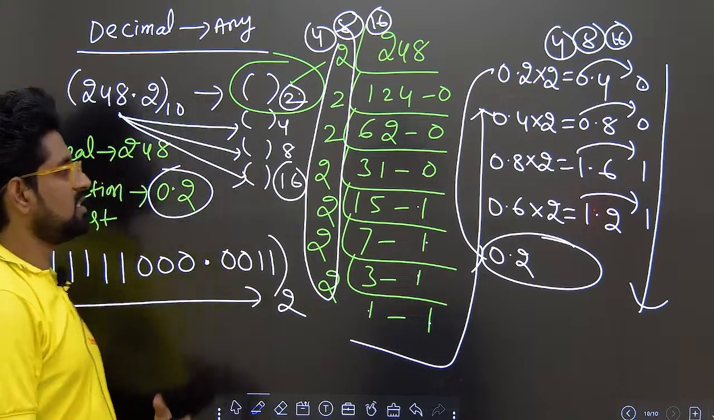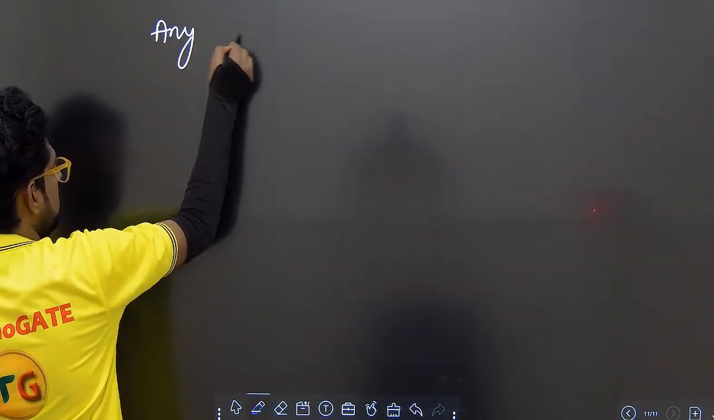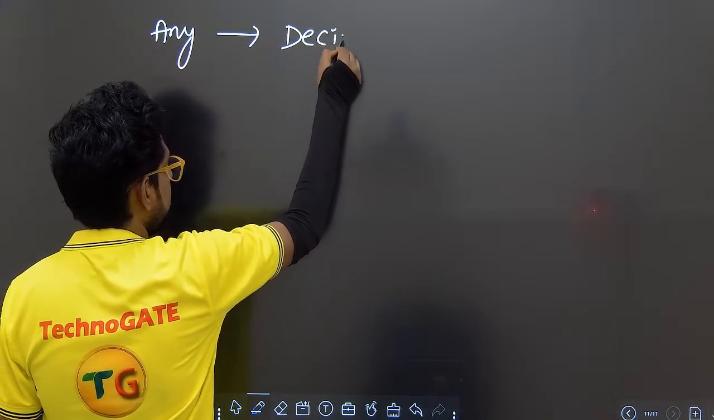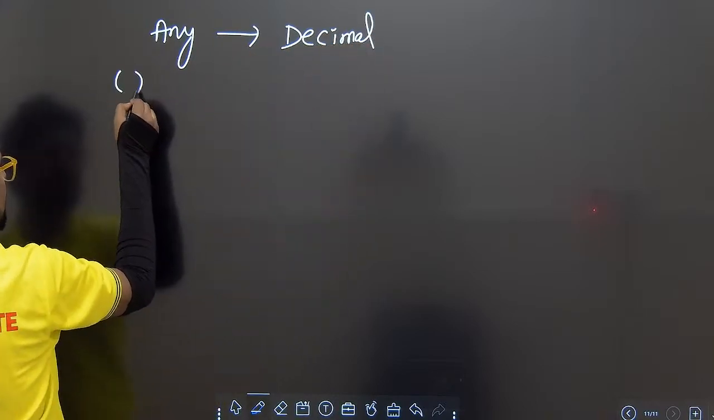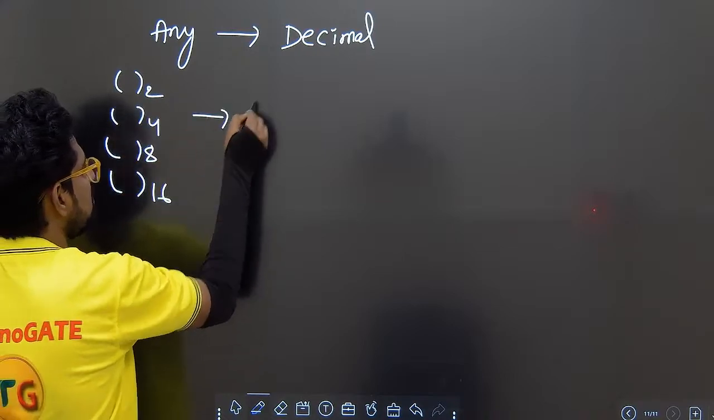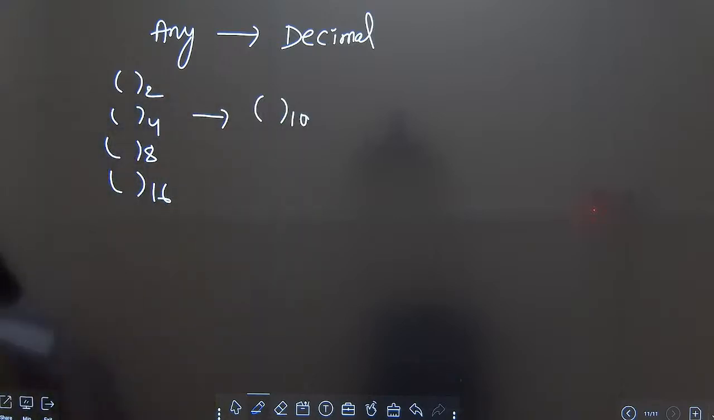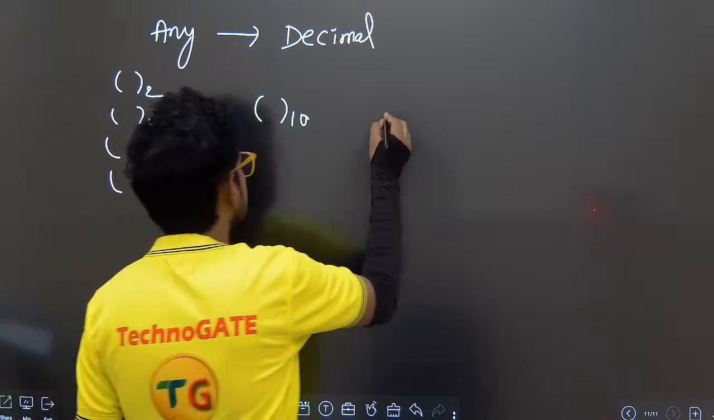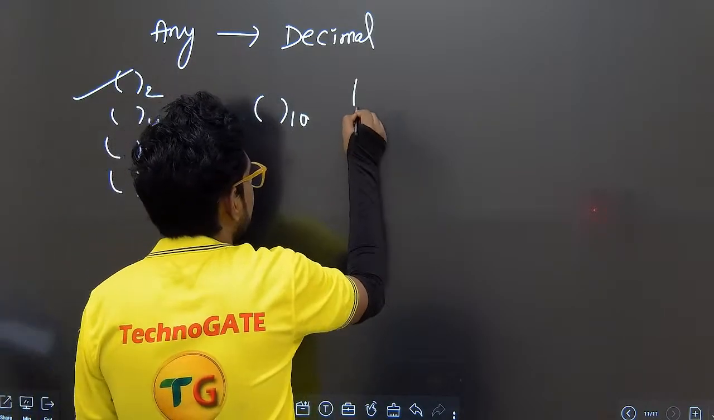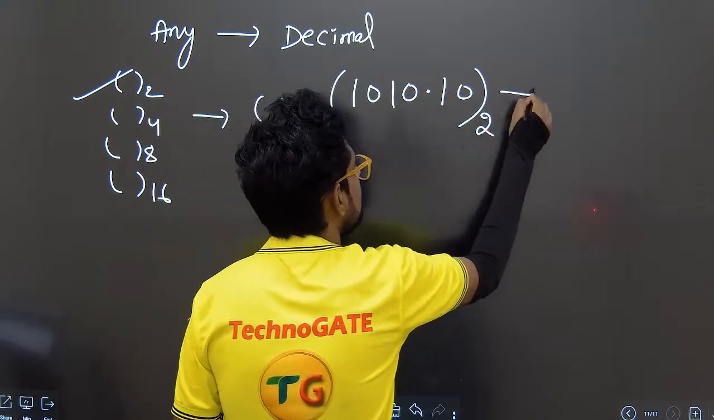Okay. Next we'll take one example for the next module, which is any to decimal. Any means what? I said base 2, base 4, base 8, base 16. Decimal means base 10. For this, let me give you one example. Base 2, let me write 1010.10 base 2 to base 10.